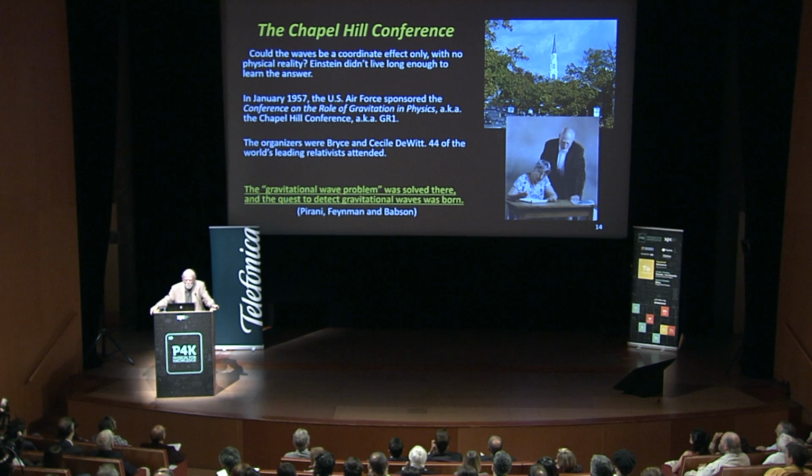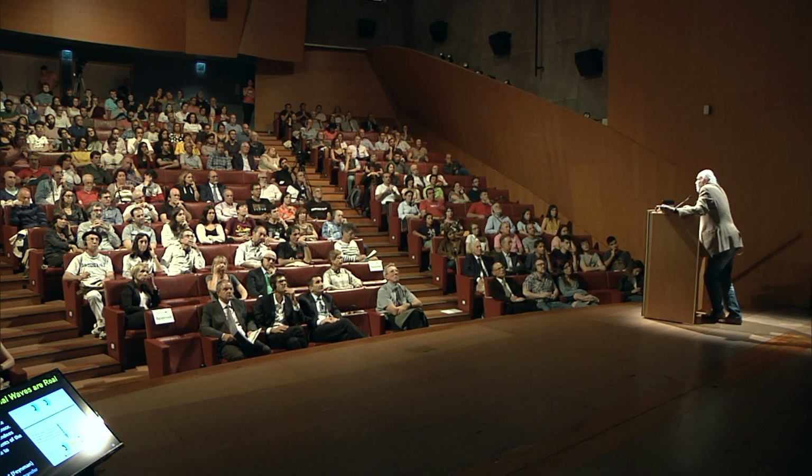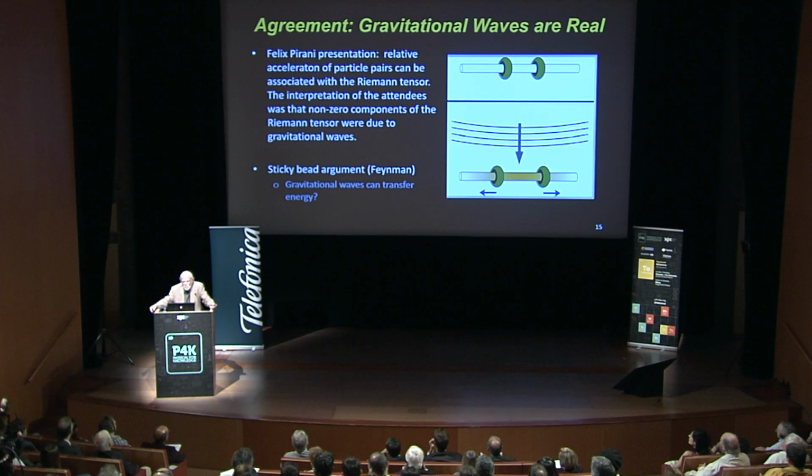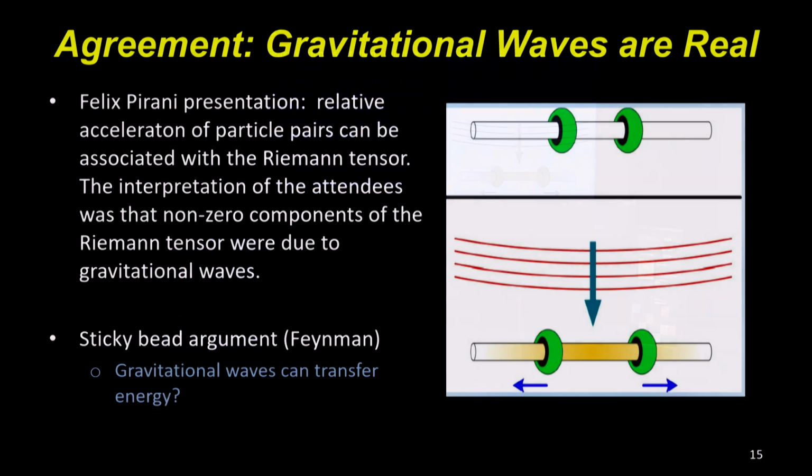And at that meeting, for the first time, a British physicist named Pirani derived gravitational waves formally from the heart of the theory. My colleague at Caltech, Richard Feynman, was at the meeting, and he said, physically, if there are gravitational waves and they're real, they have to be able to transfer energy. You can talk about waves going through, but if they don't do anything, what does it matter? They have to be able to transfer energy.